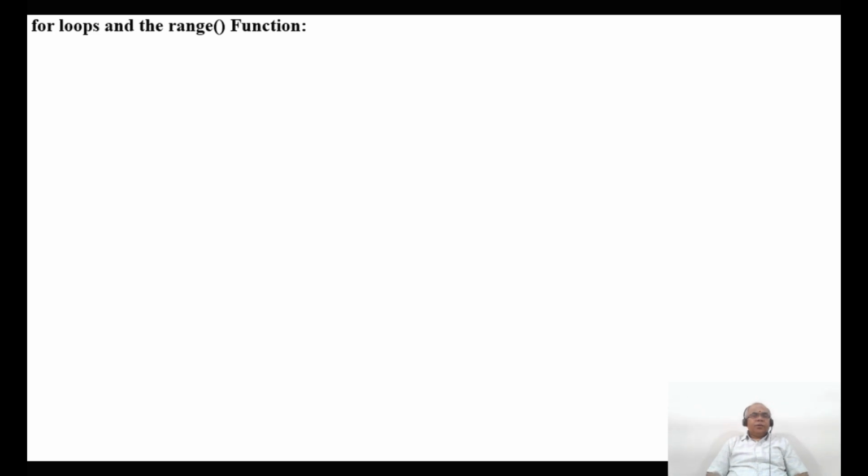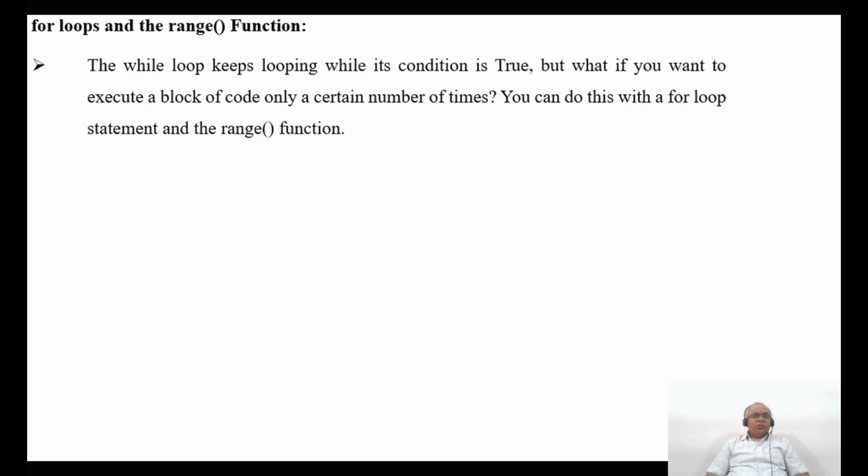In this video, we are going to take up one more concept, the for loops and the range functions. How does this behave in a Python program? To do that, first, what is the for loop? The while loop keeps looping while its condition is true. But if you want to execute a block of code only a certain number of times, you can do this with a for loop statement and the range function.